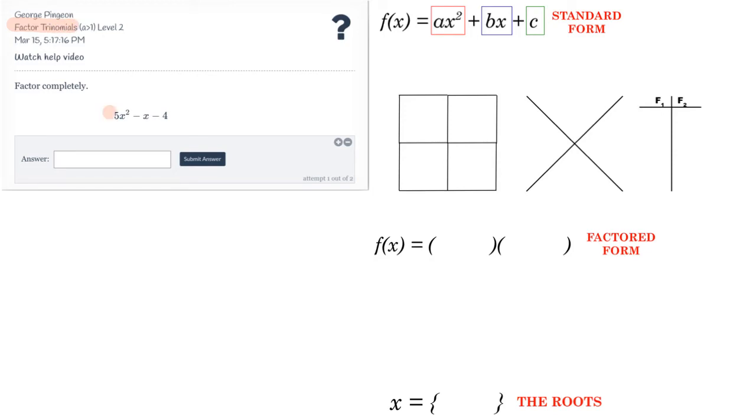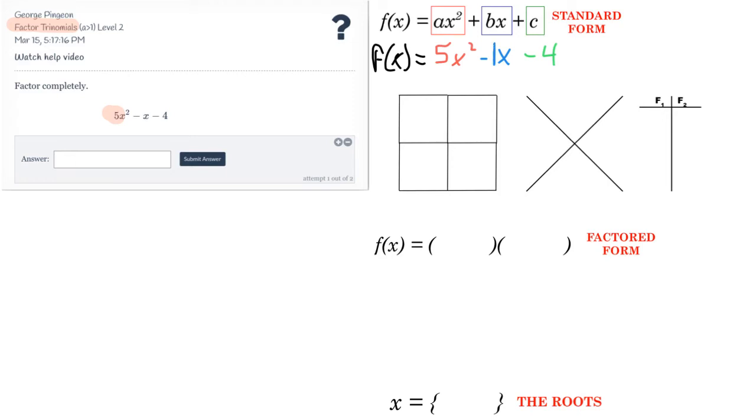In this slide, we're factoring trinomials again, except we're looking at an example where the coefficient in front of x squared is greater than 1. In this case, it's 5. So let's rewrite our trinomial up here. F of x equals 5x squared minus x minus 4. And because this minus x is on its own, we can even write in that it's minus 1x.